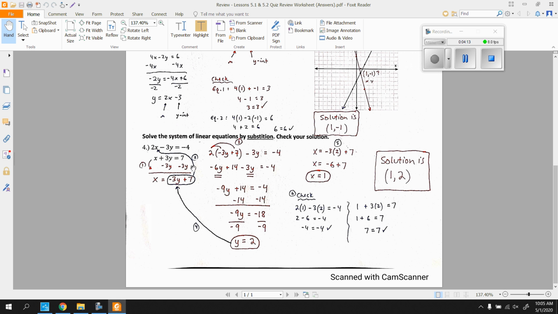Second thing I did, here's my step 2. I took this and I substituted. Here's that substitution. So I took that and I plugged it right in there because I want to replace x with what x is equal to. So I replaced that x with this thing right here. Let's see, where did I go? Right up here then, step 3.